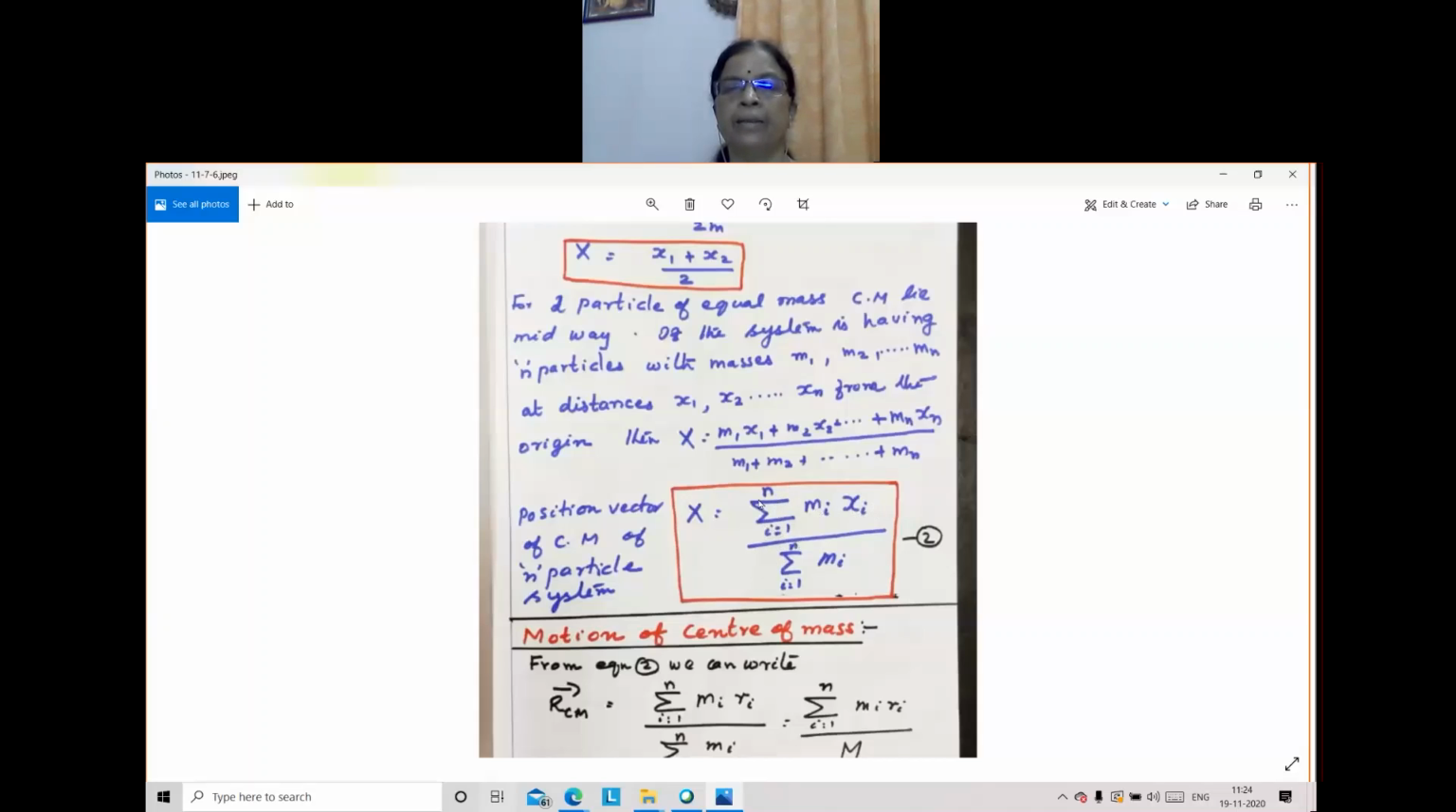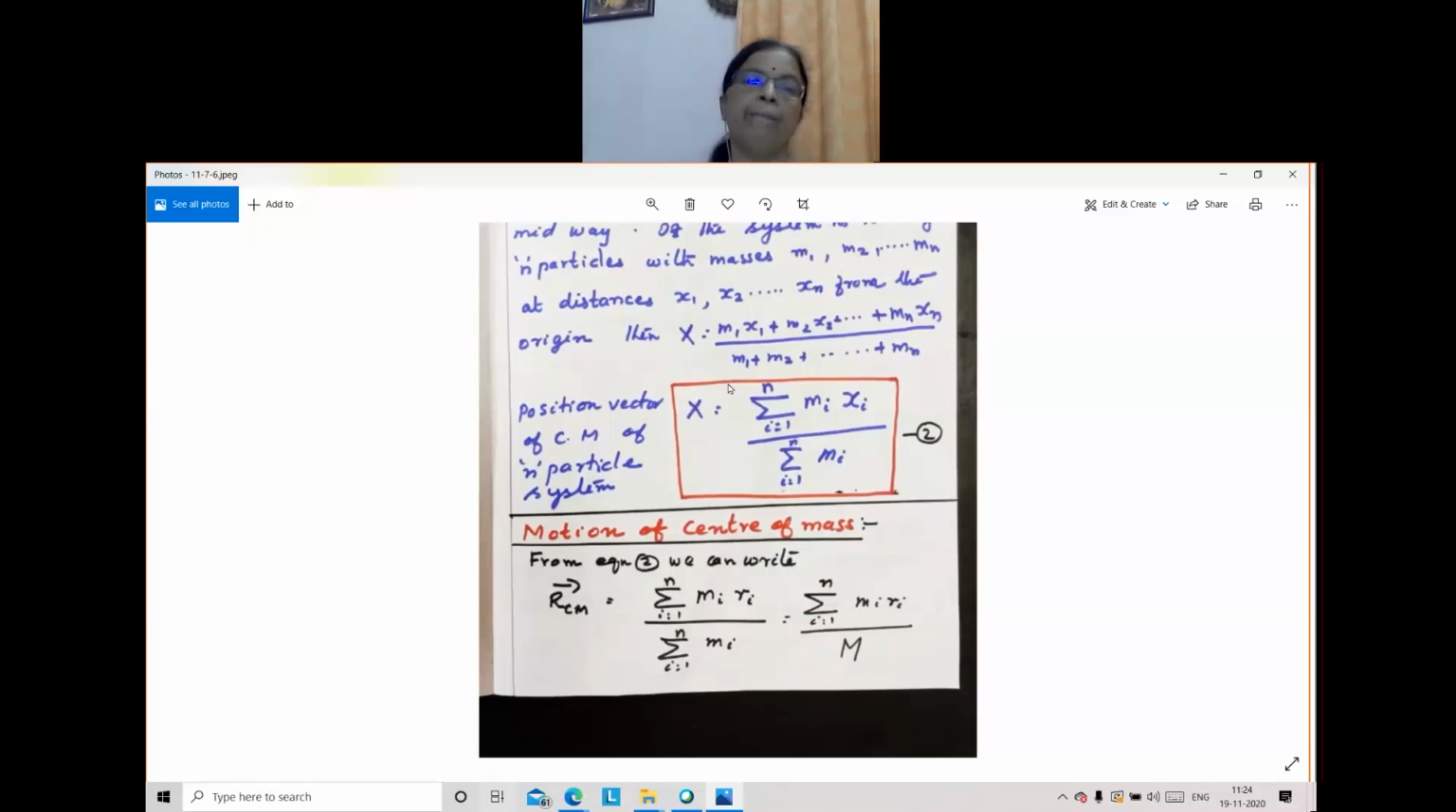You have to give i equal to 1 to n, and then add. That sigma means sum. Sigma i equal to 1 to n, m_i x_i. Similarly, the denominator: what is there? m1 plus m2 plus etc. plus mn. So here you can give m_i, and sigma with i varying from 1 to n. Sigma means sum, m1 plus m2 plus etc. mn. Instead of writing that, we can write sigma i equal to 1 to n m_i. So this is the formula, using sigma, for the position vector of the center of mass of an n particle system. Two particles we know; for n particles, this is the formula.